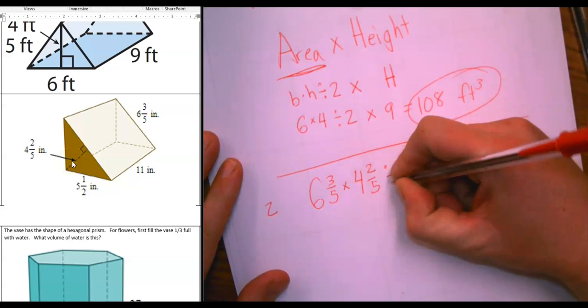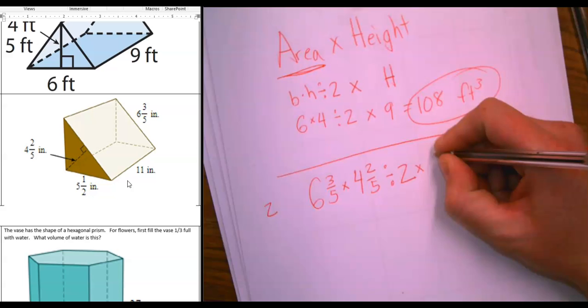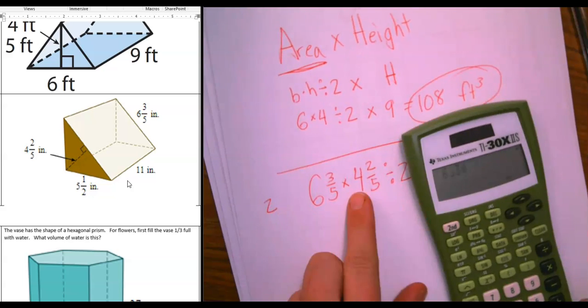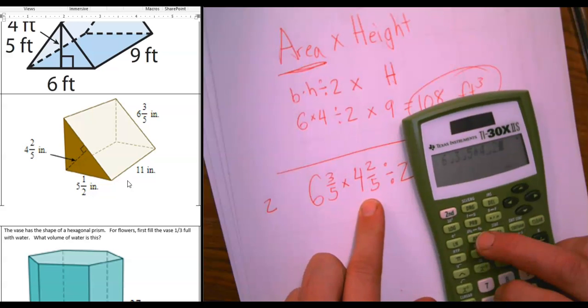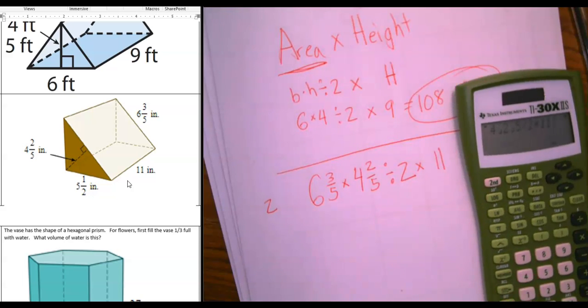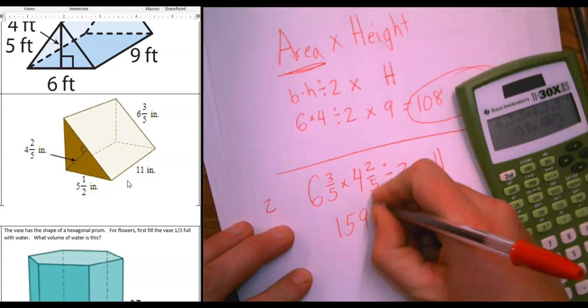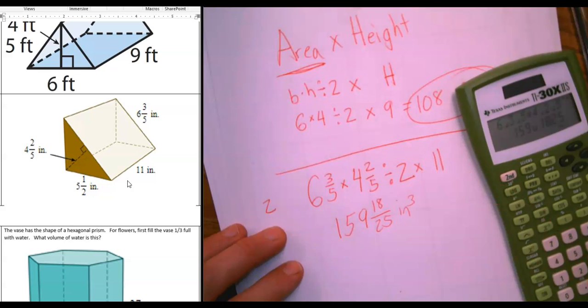divided by 2. We don't use the 5 1/2. It's just extra information, but the height of the prism is 11. So I'm going to type in 6 ABC 3 ABC 5 times 4 ABC 2 ABC 5 divided by 2 times 11. And I get 159 and 18 over 25, and that would be inches cubed.